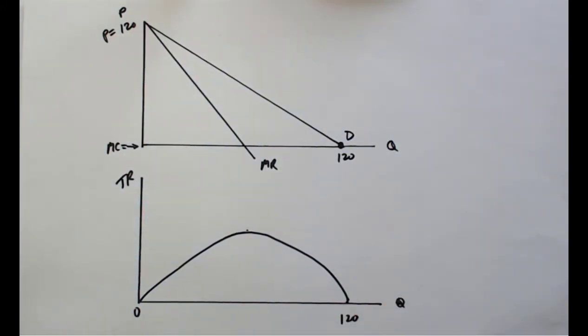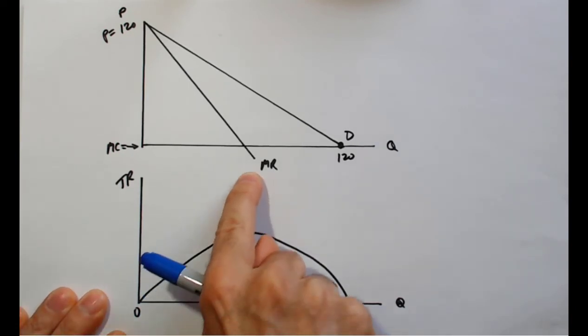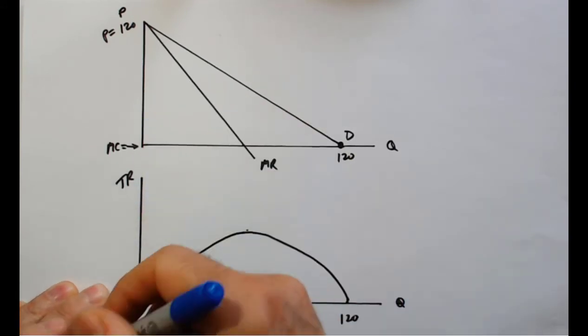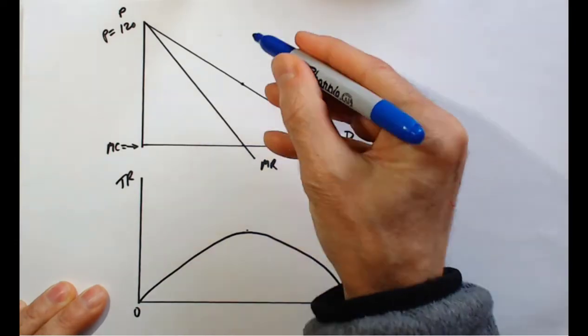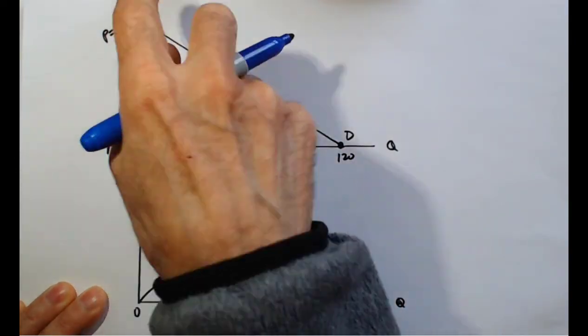Now, let's look at what happens if they decide to collude. If they decide to collude, they're going to set a point where total revenue is maximized. Total revenue is maximized where marginal revenue equals 0. You come up, and then we're going to have a price right here of $60, which should be right here in the middle, and it is.